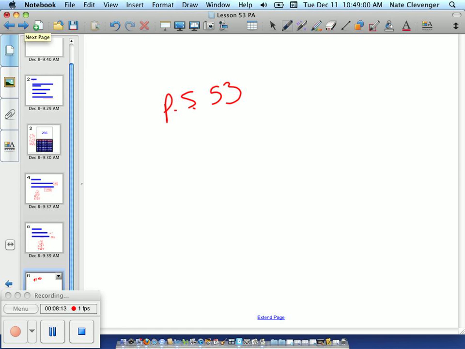Problem set 53. I told you yesterday we were going to do 1 through 30. Can we just do 16 through 30 since I got all those back? You want to make sure 16 through 30 for sure. Yeah, I don't care about the front.